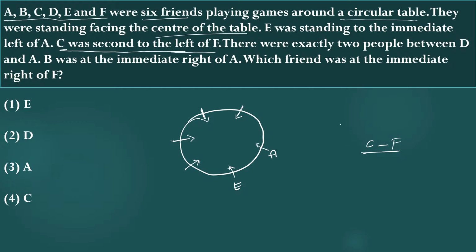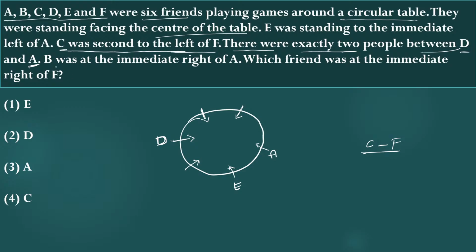And see here, there were exactly two people between D and A. A is here. There are only two people between D and A. Suppose you see one person here, one person here. If you write D here, only two persons are there on the left side. The only vacant position for D is here. No other option is there. So there are exactly two persons between D and A.